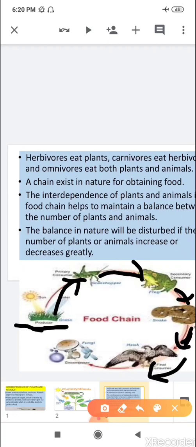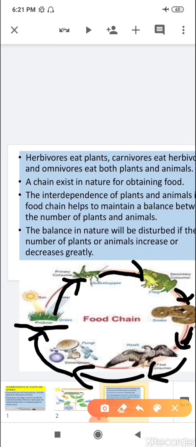And when animals die, their bodies are decomposed by the decomposers, and examples of decomposers are fungi and bacteria, which help to mix the nutrition present in the body of the dead animal into the soil. Then this nutrition is taken by the plants. So it shows that plants and animals depend on each other, and how all the animals depend upon plants for their food.